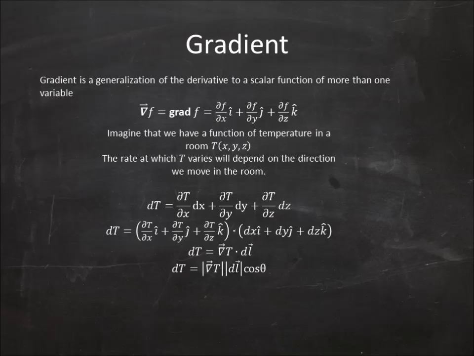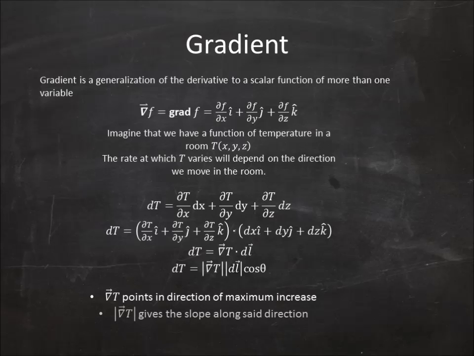Imagine then that we keep the magnitude of dl constant and vary theta. We notice that dT is maximum when dl is parallel to the gradient of T. This tells us two things. Firstly, that the gradient always points in the direction of maximum increase. And secondly, the magnitude of the gradient gives us the slope along that direction.